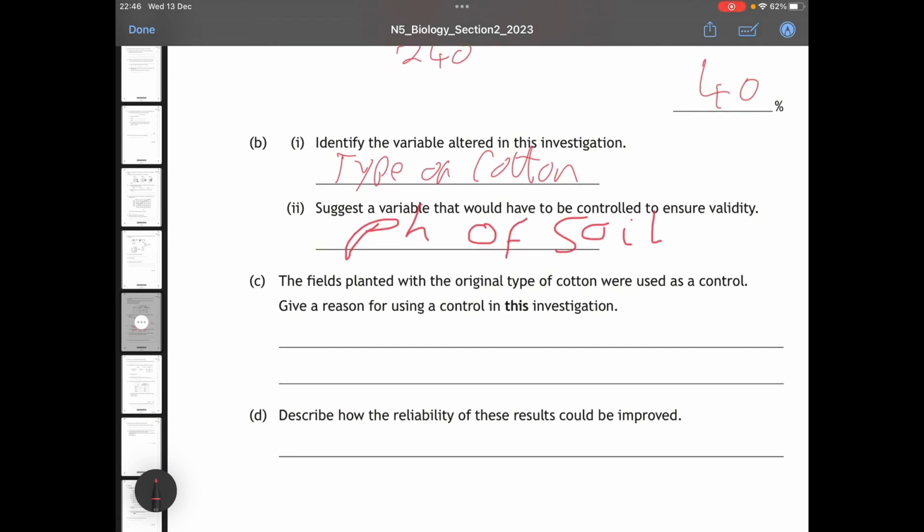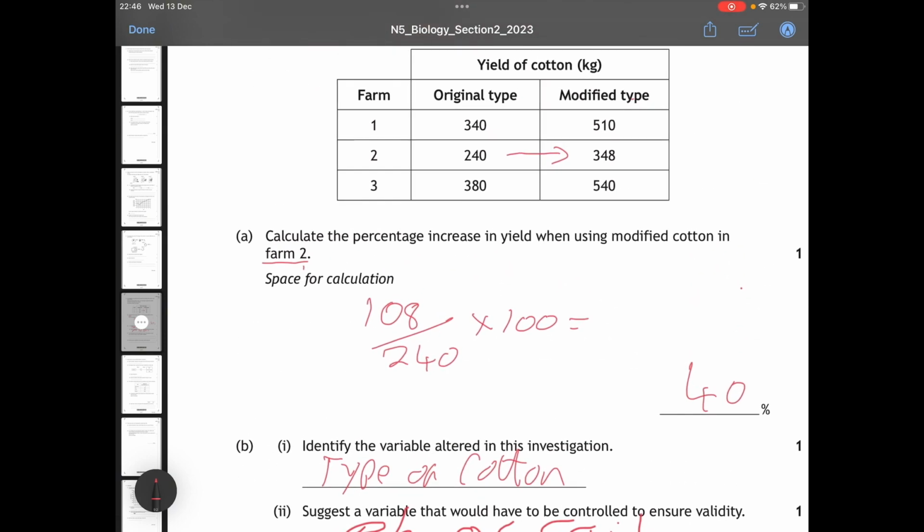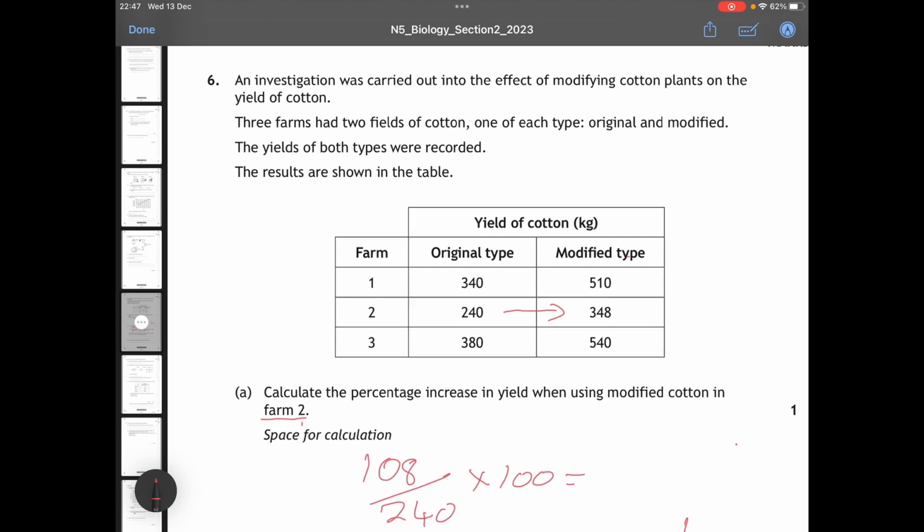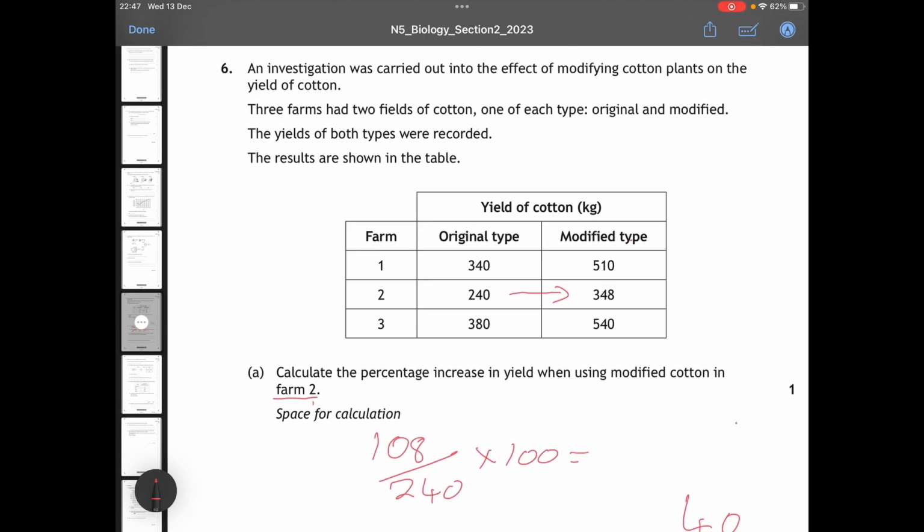how do we explain that? Well, it's used as a control. Well, think about what we're comparing here. We're comparing the mass. We have to have something to compare our modified plant. We're really trying to see if that modification has made it grow larger or has increased the yield of the crop. So we could say to compare the mass or to compare the yields, gives us a comparison. It's to show that the difference in the mass or yields is due to the type of cotton.